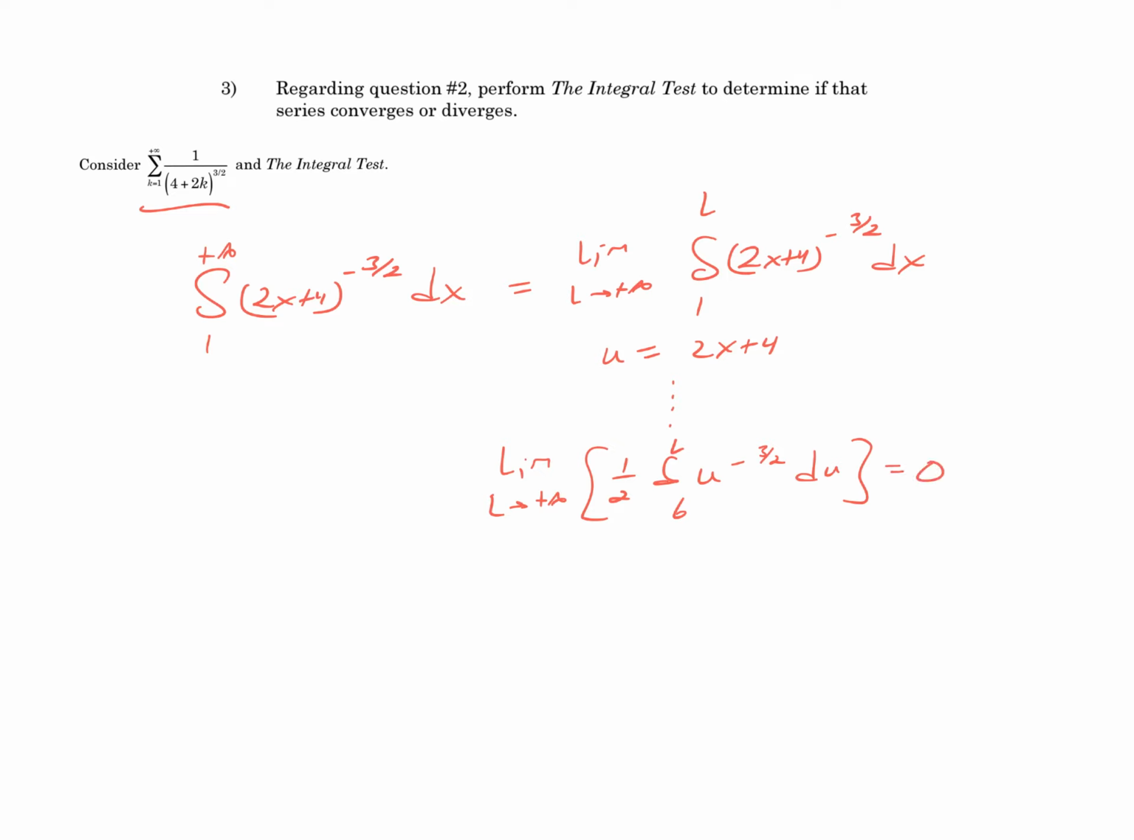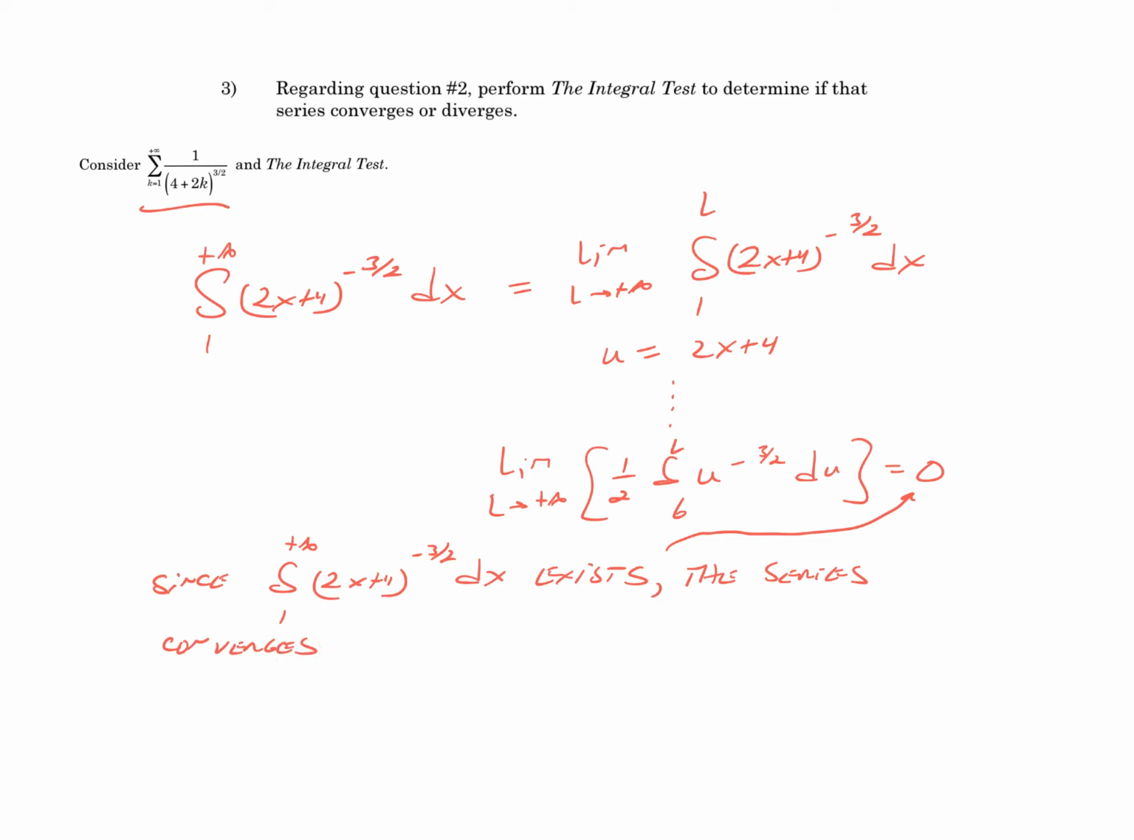And again, articulating your proper conclusion, I guess you should put the integral in: the integral from 1 to positive infinity of (2x plus 4) to the -3/2 dx exists. Remember, we do not care what the value is, just the fact that it exists. Since that exists, the series converges. Did not ask what it converged to, it just asked whether or not it converged. Happy face, properly articulated conclusion, life is good.